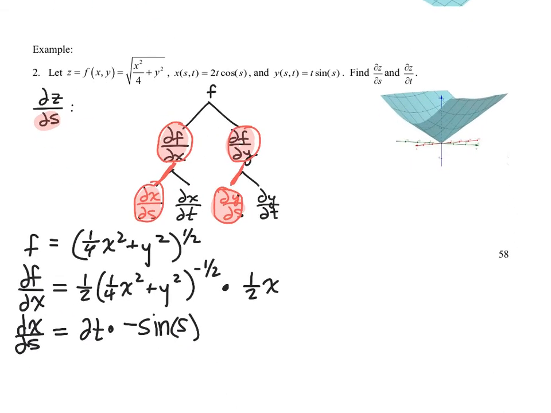All right. Then on top of all that, I have to find partial f with respect to y. Now that's going to have the same ingredients, except it's going to have a 2y at the end. So that's kind of nice. You can just kind of go into autopilot a little bit.